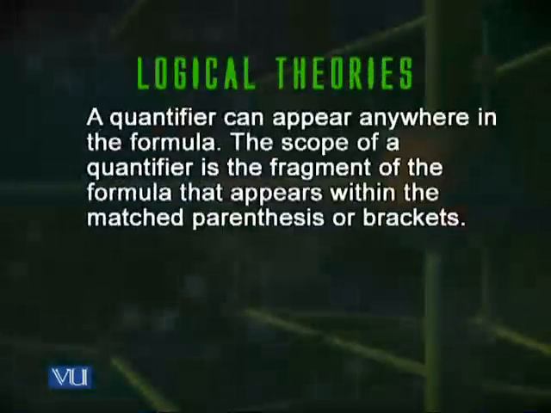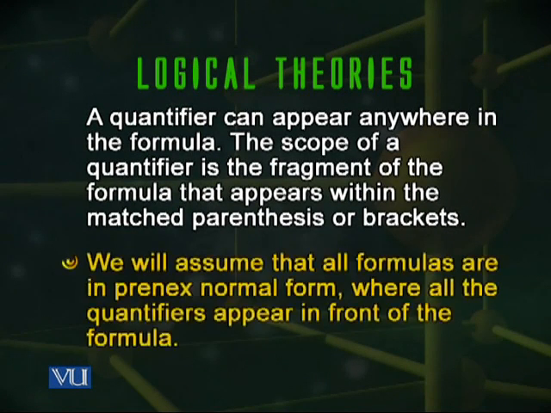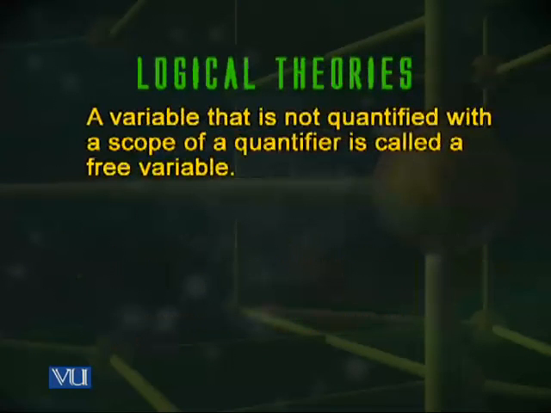A quantifier can appear anywhere in the formula. The scope of a quantifier is the fragment of the formula that appears within the matched parentheses or brackets. We will assume that all formulas are in something called prenex normal form, where all the quantifiers appear in front of the formula. A variable that is not quantified within the scope of a quantifier is called a free variable.